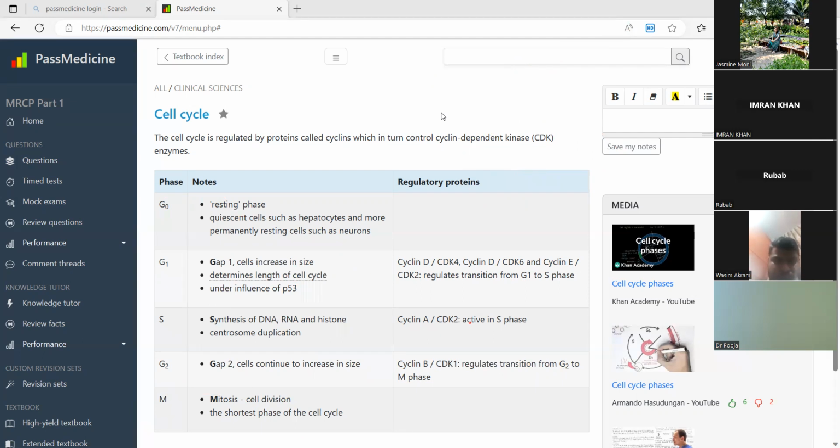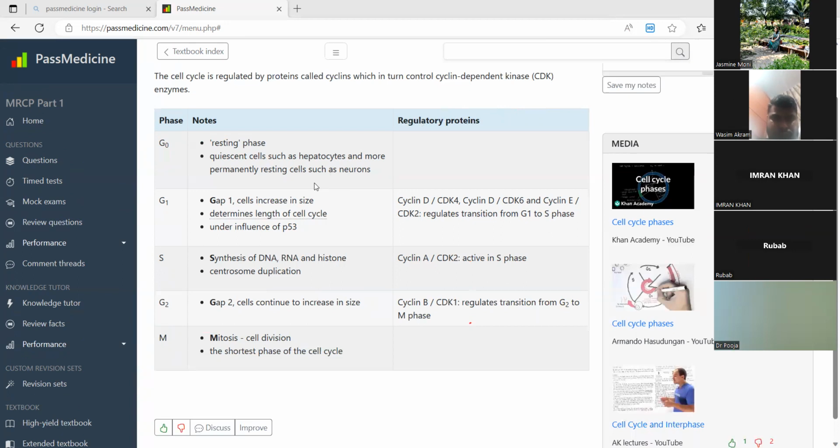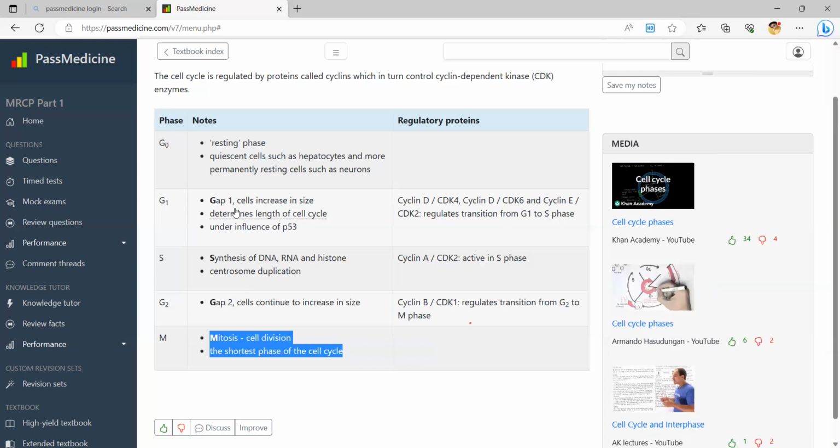Understood that G0 is the resting phase. In G1, cell size is going to increase and it determines the cell cycle. Then in S phase there will be synthesis, which means synthesis of DNA, RNA, and histone, and the centrosome will be duplicated. G2 is where cells will continue to increase, and as you mentioned, that is the shortest of all the cell cycles. And if it is increased, then there will be cancer in the body. And G1 phase, you also told that it is somehow associated with Li-Fraumeni syndrome, P53 also.